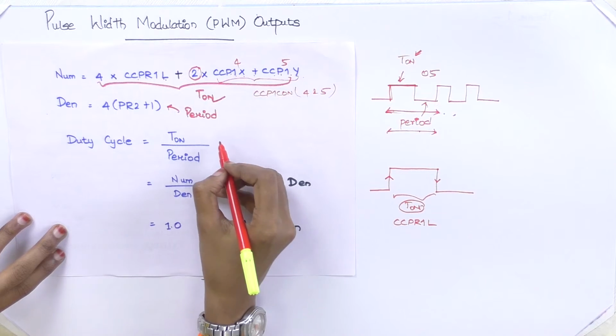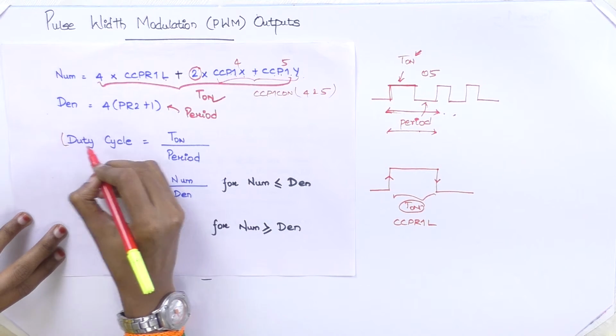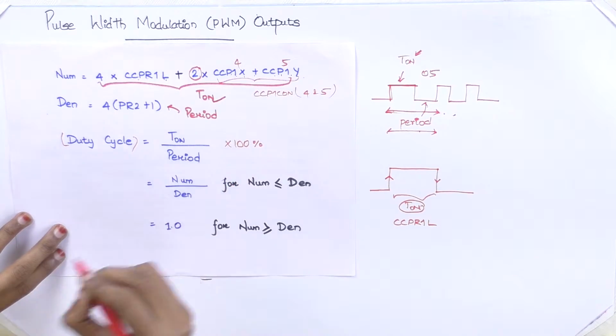When we divide that T on by the period, it gives my duty cycle in percentage. This is how we derive or calculate the values that have to be written in the CCPR1 register and the PR2 register, which will define the duty cycle of the pulse width modulated output.